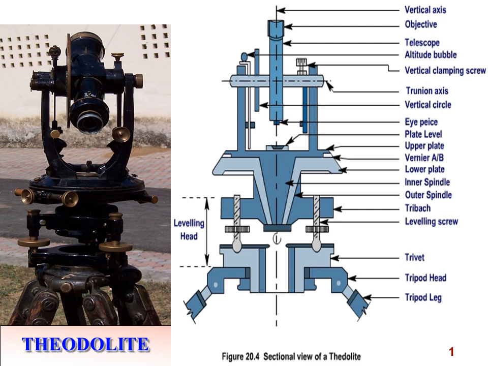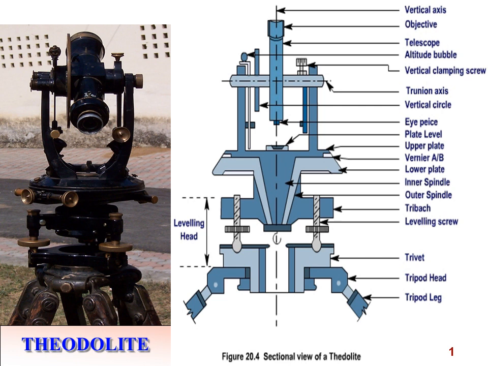This slide refers to the sectional view of a theodolite, and the theodolite has been divided into 3 component parts: the leveling head assembly, the horizontal circle assembly, and the allied assembly. In this slide you will observe the vertical axis, which is the axis passing through the center of the instrument, and then we have the objective and the telescope, then the altitude bubble.